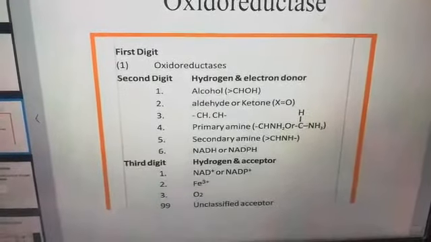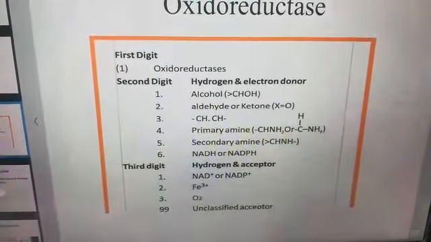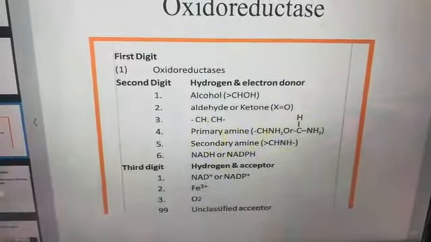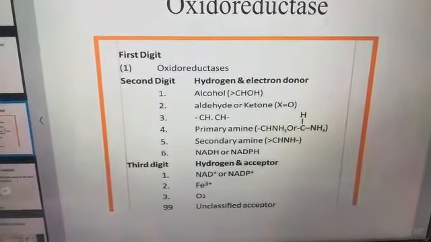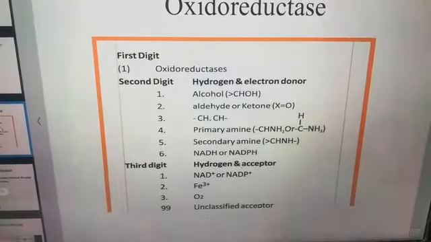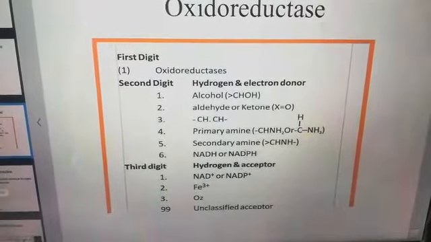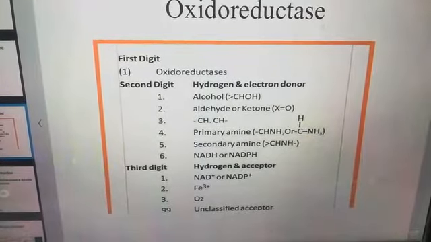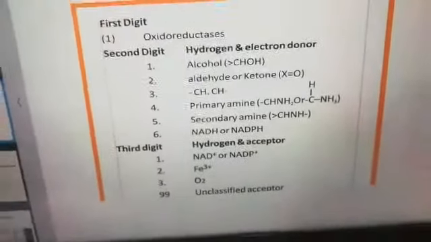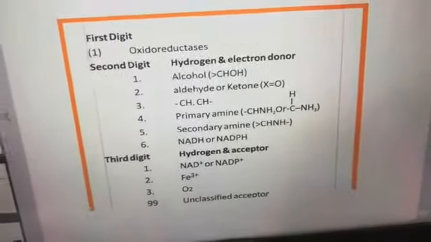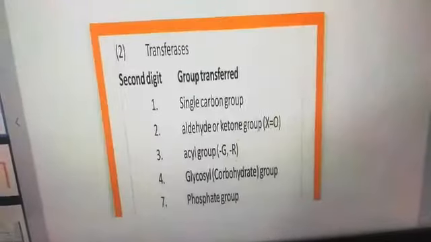If we talk about the third digit, it indicates the hydrogen or electron acceptor. If the electron acceptor is NAD plus or NADP plus, then the third digit will be 1. The third digit will be 2 if the acceptor is Fe3 plus. The third digit will be 3 if the acceptor is molecular oxygen, and it will be 99 if the electron acceptor is something else.